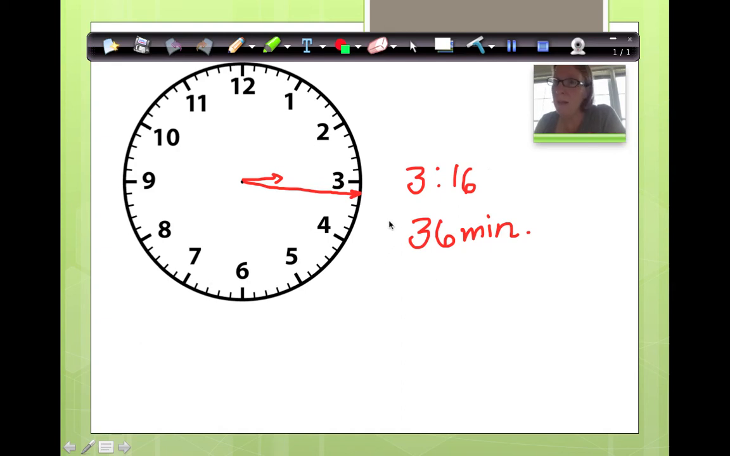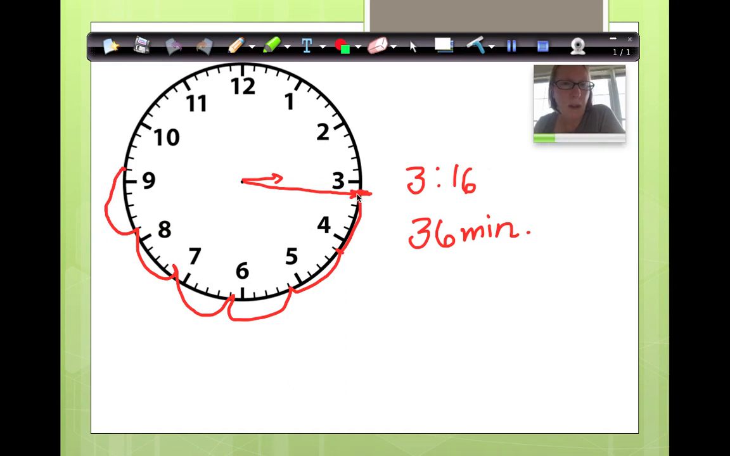All right, welcome back. Did you go forward? I hope so. Let's go forward 36 minutes. Now, remember how we don't always have to go right to here, do we? We can go to the beginning, the first line, just like that's the first line when we count our 5s. So let's do that. 5, 10, 15, 20, 25, 30, 35, 36. What time would that be?